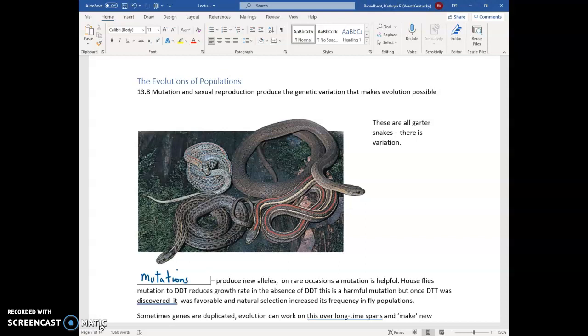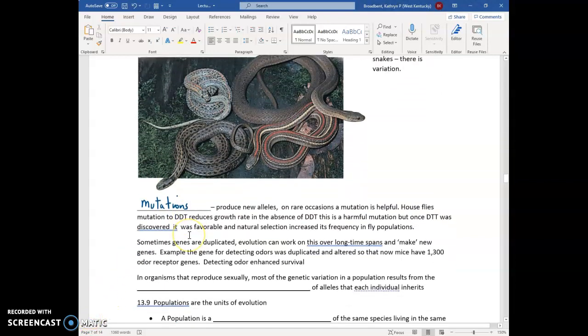Most of the time, mutations are harmful and hurt an organism, but on rare occasion it can be helpful. Houseflies have a mutation to DDT. The same mutation causes them to grow more slowly, and so in the absence of DDT, this is a harmful mutation and not helpful. But once DDT was discovered and introduced, this mutation became favorable, and natural selection increased its frequency in the fly populations.